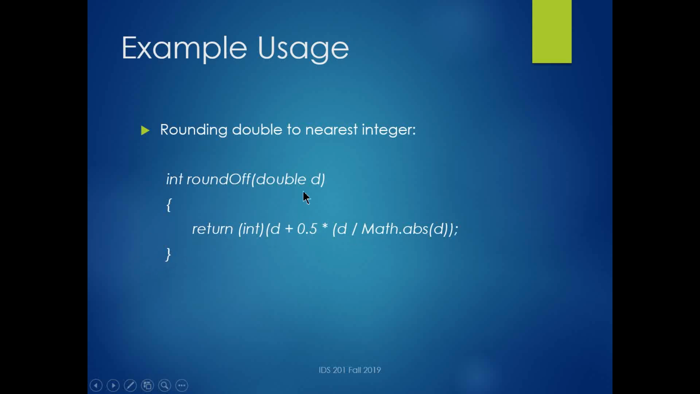On the other hand, suppose d is negative 1.5. Well, we have negative 1.5 here. d divided by its own absolute value is negative 1. So we're going to add 0.5 times negative 1, which is going to round it down. So we have negative 1.5 minus 0.5 equals negative 2. We'll round it down that way.